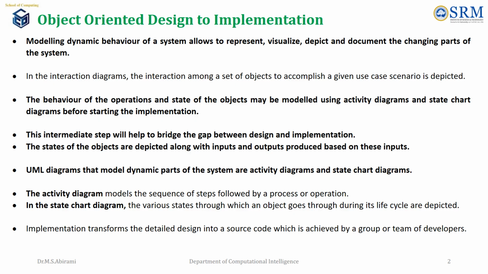The intermediate step will help to bridge the gap between design and implementation. The states of the objects are depicted along with inputs and outputs produced based on these inputs. UML diagrams that model dynamic parts of the system are activity diagrams and state chart diagrams. The activity diagram models a sequence of steps followed by a process or operation. In the state chart diagram, the various states through which an object goes during its life cycle are depicted. The implementation transforms the detailed design into source code, which is achieved by a group or team of developers.